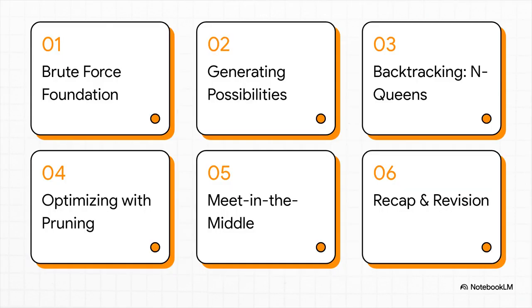All right, so here's the game plan for today. We're going to start with the absolute fundamentals, generating things like subsets and permutations. From there, we'll level up to a more intelligent kind of search called backtracking, and we'll use the classic n-queens problem to see how it works. Then, we'll learn how to seriously speed things up with pruning and a cool trick called meet in the middle. And finally, we'll wrap it all up with a solid revision strategy so you can lock this all in.